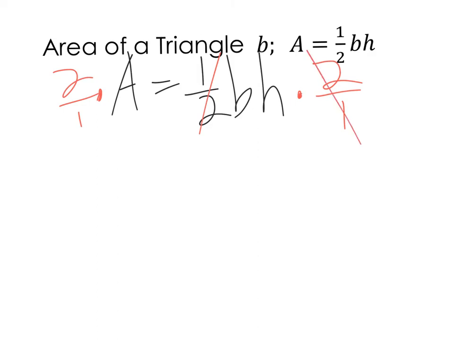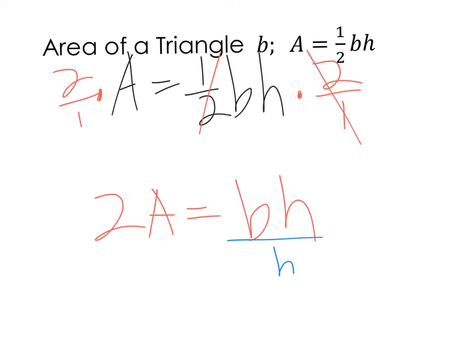And so 2/1, I can just write it as 2, right? It's a whole number. Anything over 1 is a whole number. So I have 2a, 2 times a is 2a, equals bh. And so bh, again, that's multiplying, so they're married together. And so I am going to divide them apart. So divide by h.